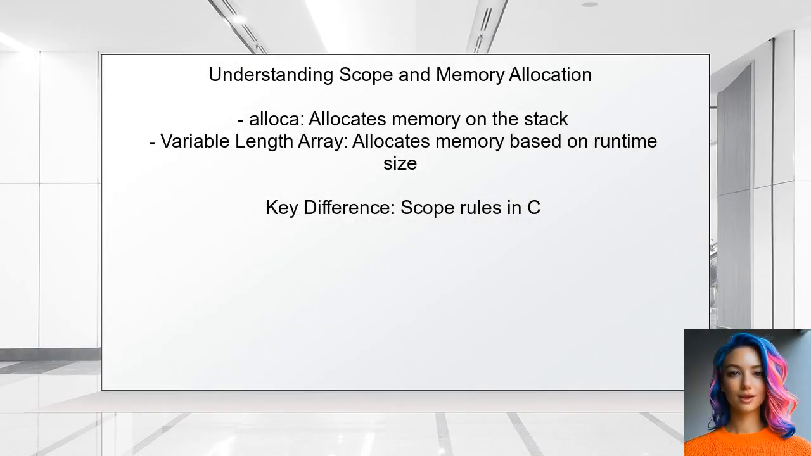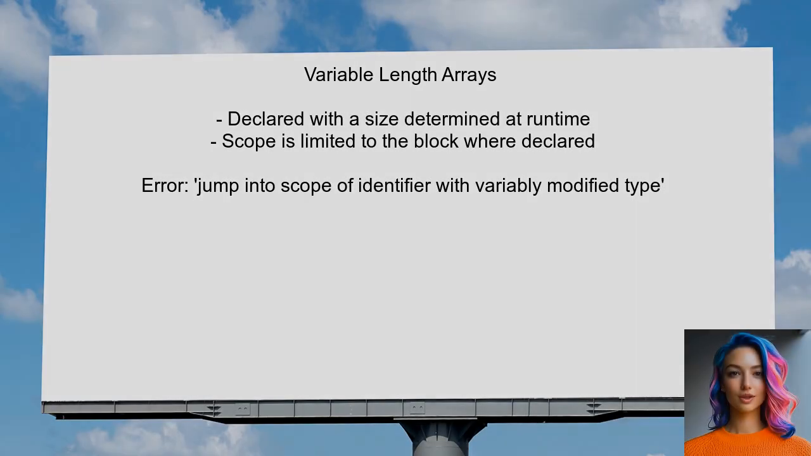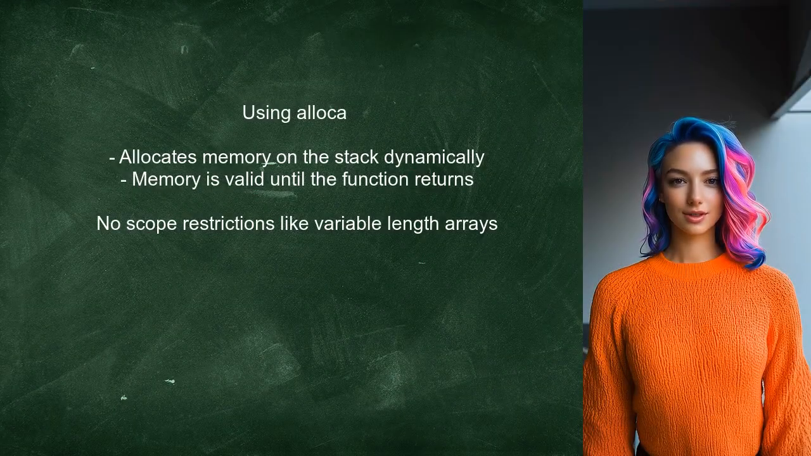To understand why the user can jump into the scope of an object created with alloca, but not a variable length array, we need to look at how these two types of memory allocation work. First, let's discuss variable length arrays. When the user declares a variable length array, its size is determined at runtime, and it has a specific scope. This means that if the user tries to jump into the scope of this array using a goto statement, the compiler raises an error.